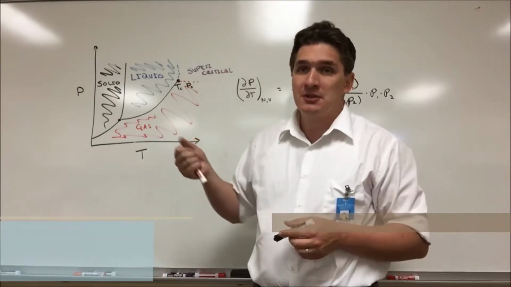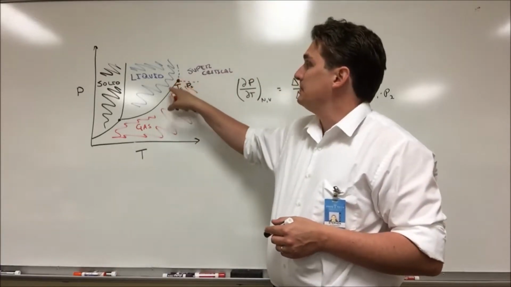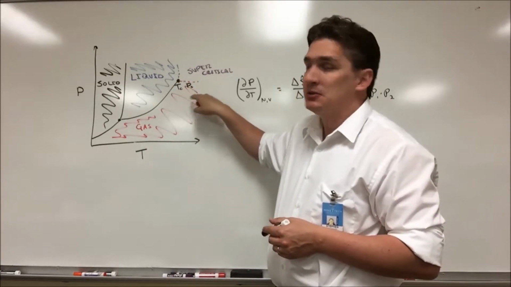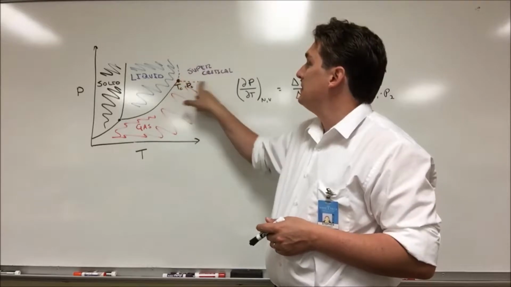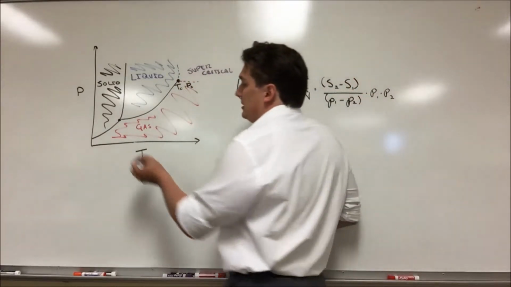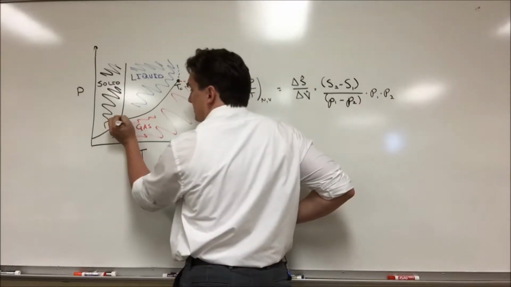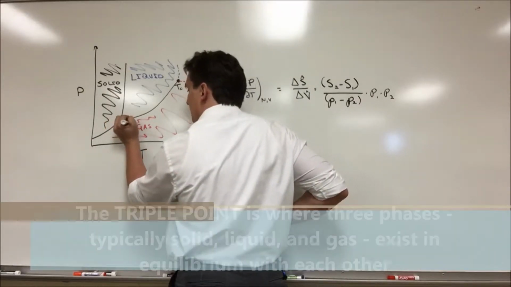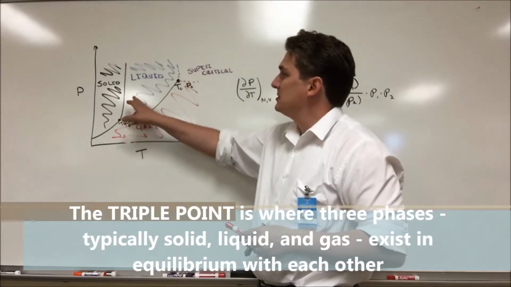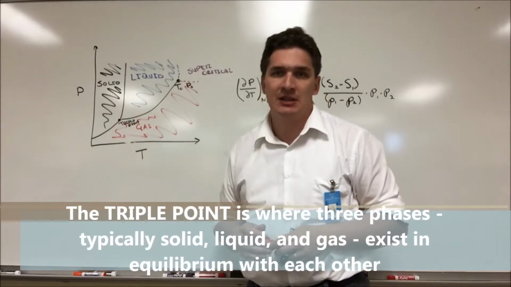So, first major point on this phase diagram is what's called the critical point, or CP. The critical point is where you have the critical temperature and the critical pressure. And above this temperature and above this pressure, you have a supercritical fluid. Another important point here is what's called the triple point. Now, at the triple point, we have solid, liquid, and gas all existing in equilibrium.